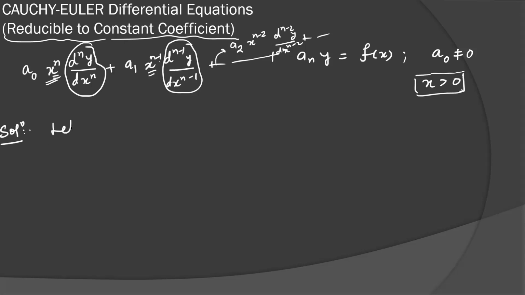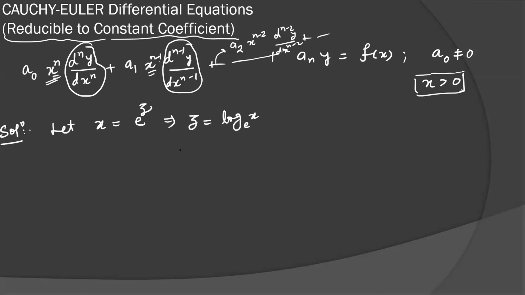So let x equal to e to the power z. Here x is the independent variable and we are replacing x with e to the power z. That's why I am taking x greater than 0, because the exponential function is always greater than 0. So as x is greater than 0, e to the power z is also greater than 0. If x is less than 0, we can replace x by minus e to the power z, but that is not in your syllabus. So what will z be here? z will be log x base e.